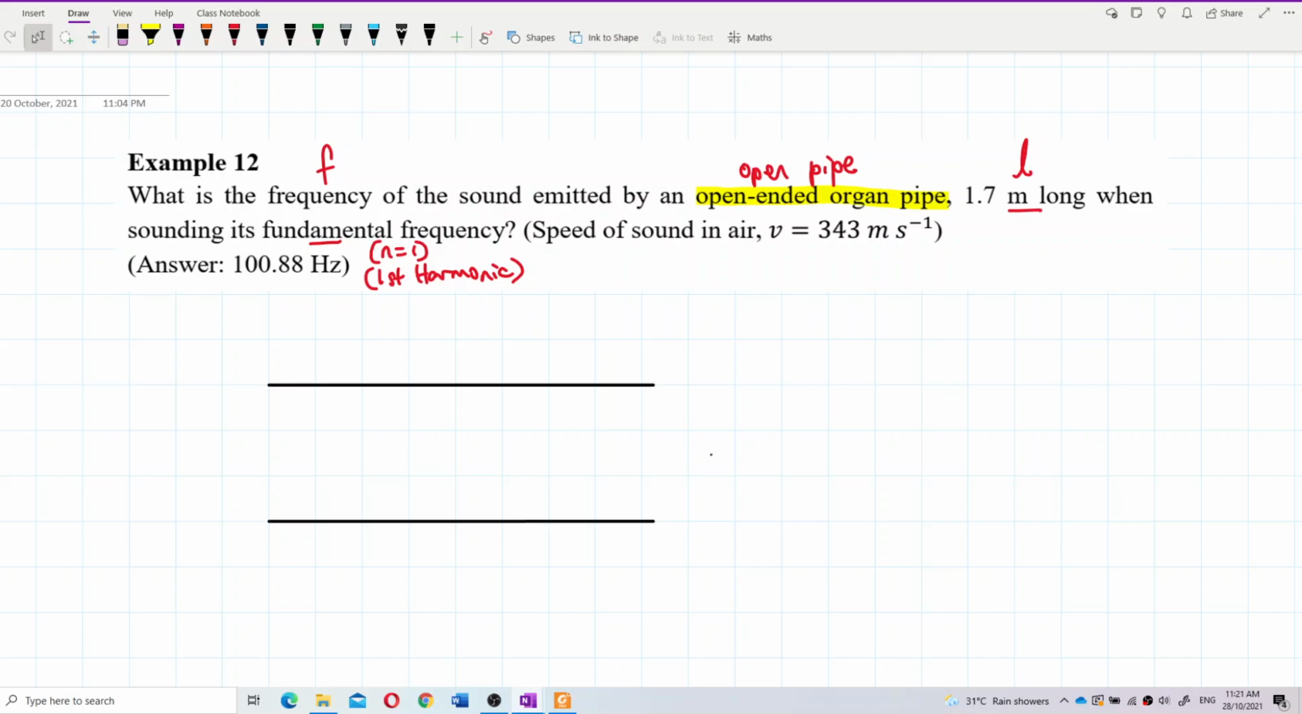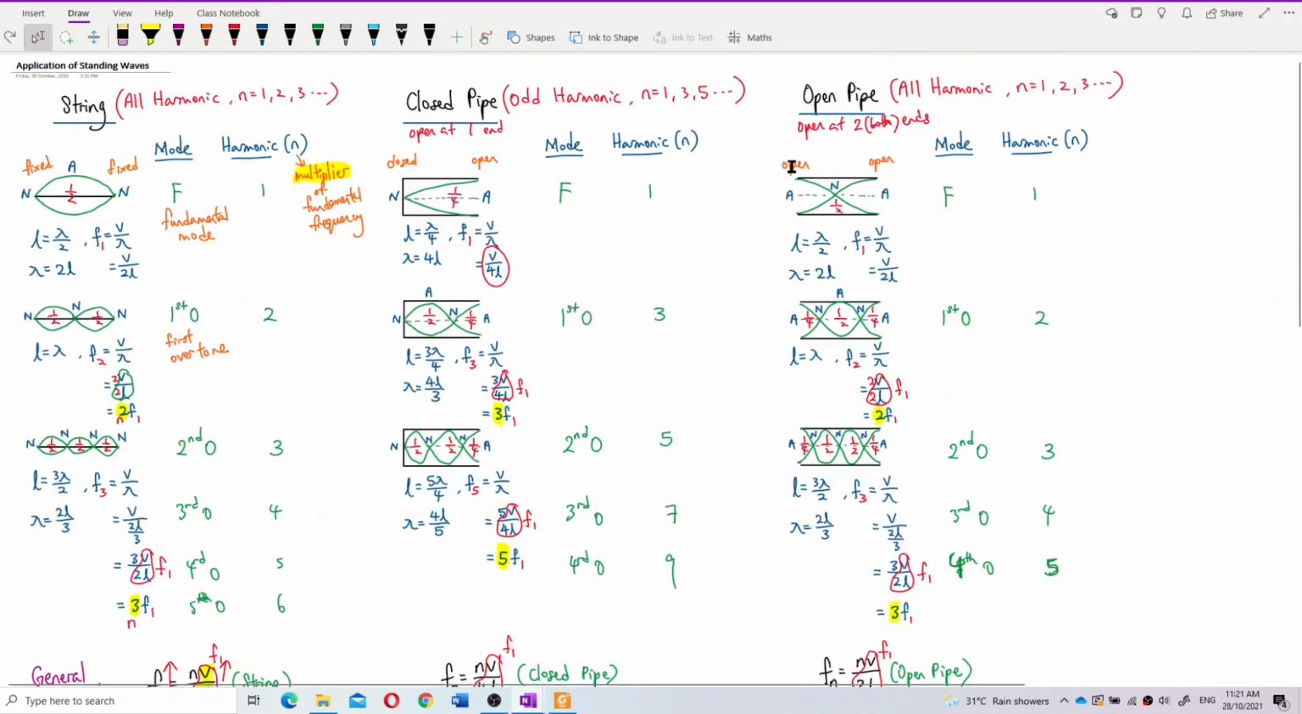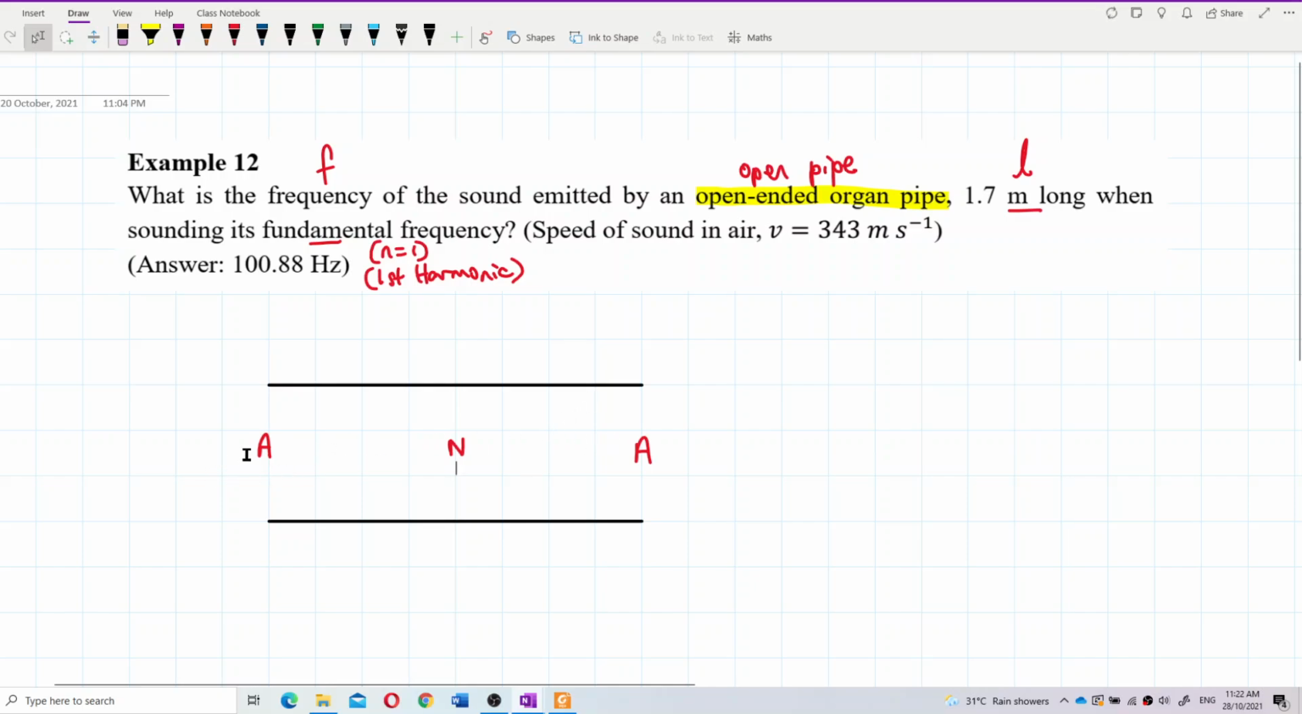So for open pipe, it has two antinodes because it has two open ends. Make it shorter a bit. So it has two antinodes. If two antinodes, it must have a node in between. If it has two nodes at the ends, it must have an antinode in between. It's the inverse. So how to draw? You must have two.